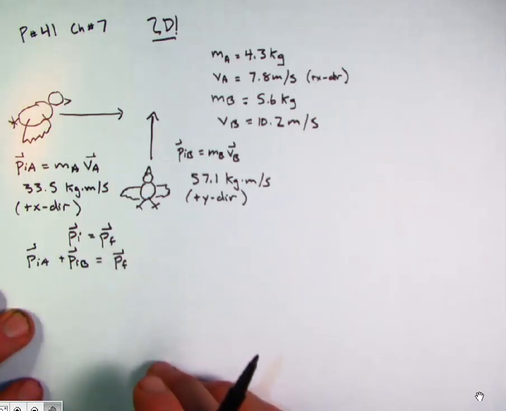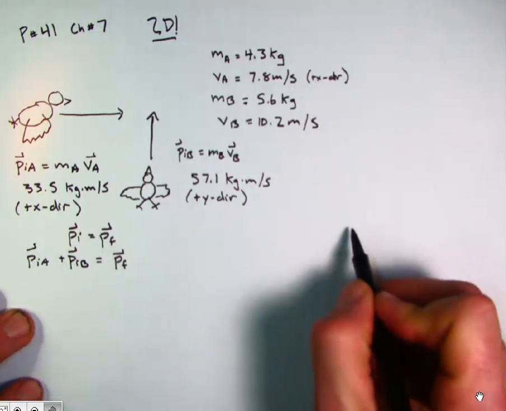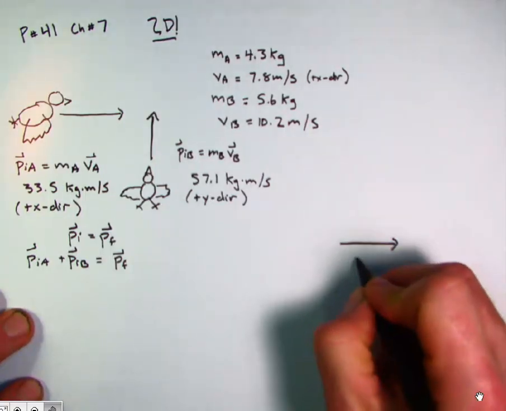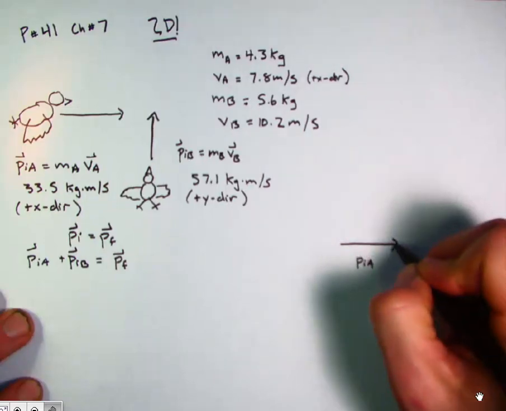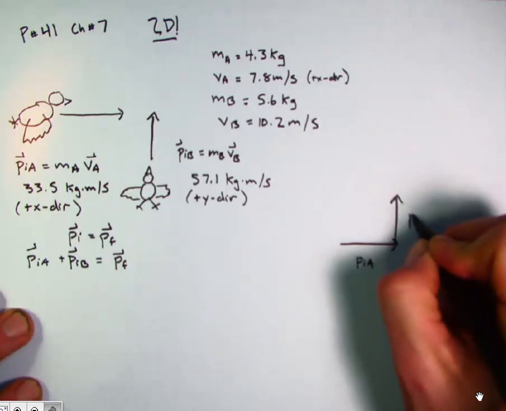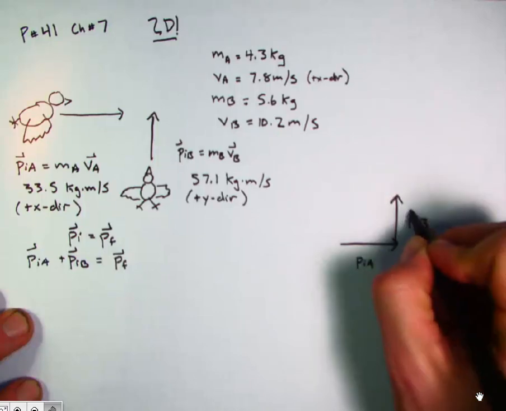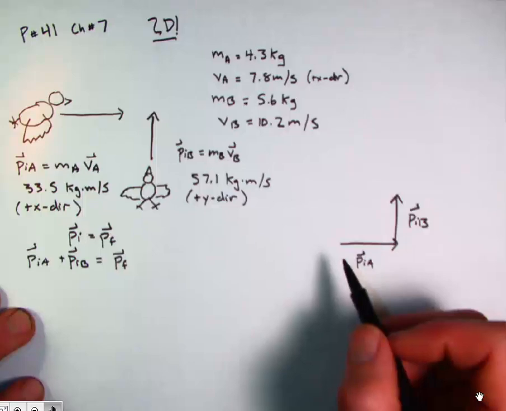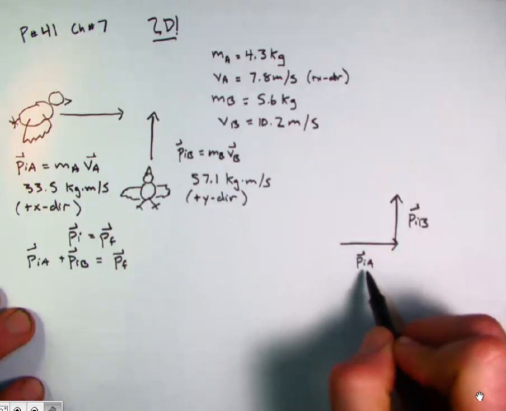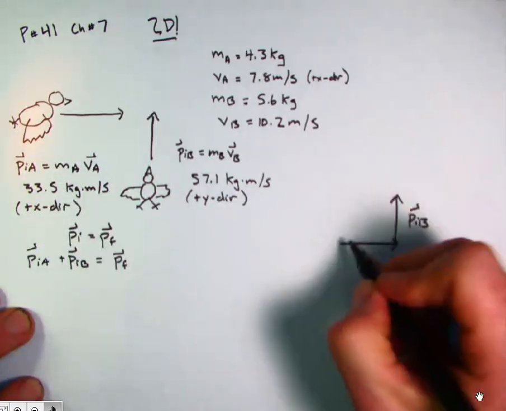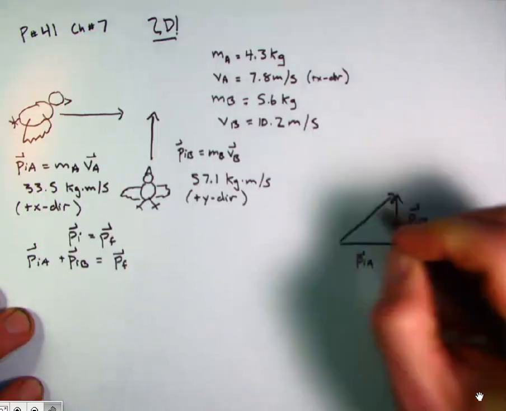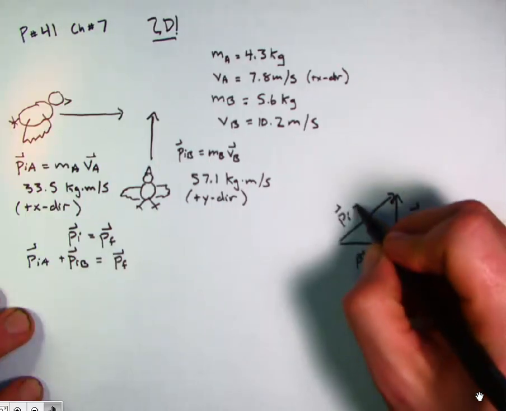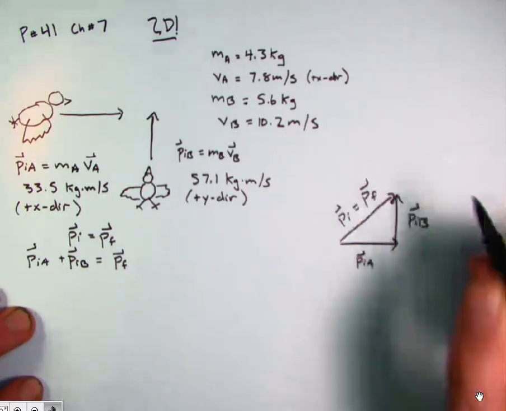Okay, so let's go off to the side here and just do a little drawing here, right? How do I add together vectors? Well, you can put them head to tail. Right? Here is head to tail, just like the eagles. This is the initial momentum of Eagle A, right? So this would be the total initial momentum of the two eagles together, which would also be equal to the final momentum.